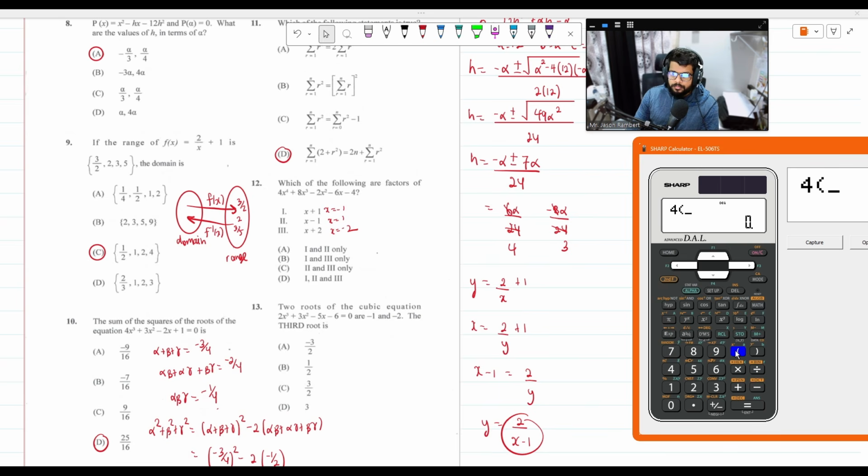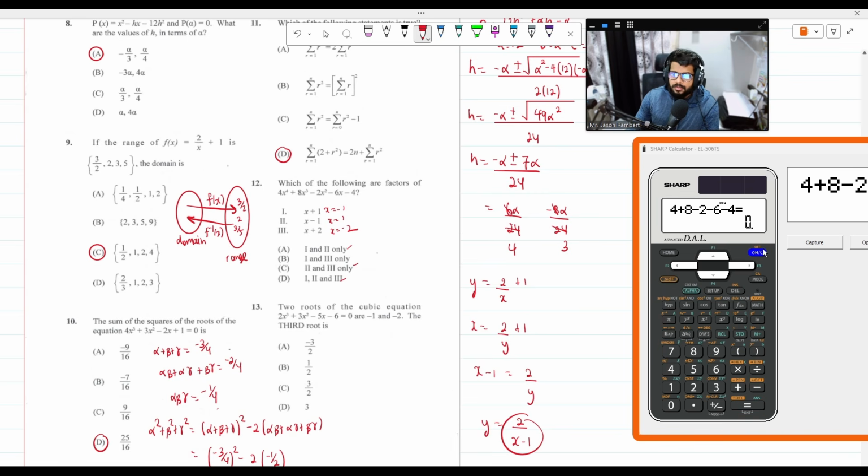Four into 1, I'm putting the 1, which is going to be 4 plus 8 minus 2 minus 6 minus 4 is 0. So 2 is indeed an answer. So if 2 is an answer, this, and this working.